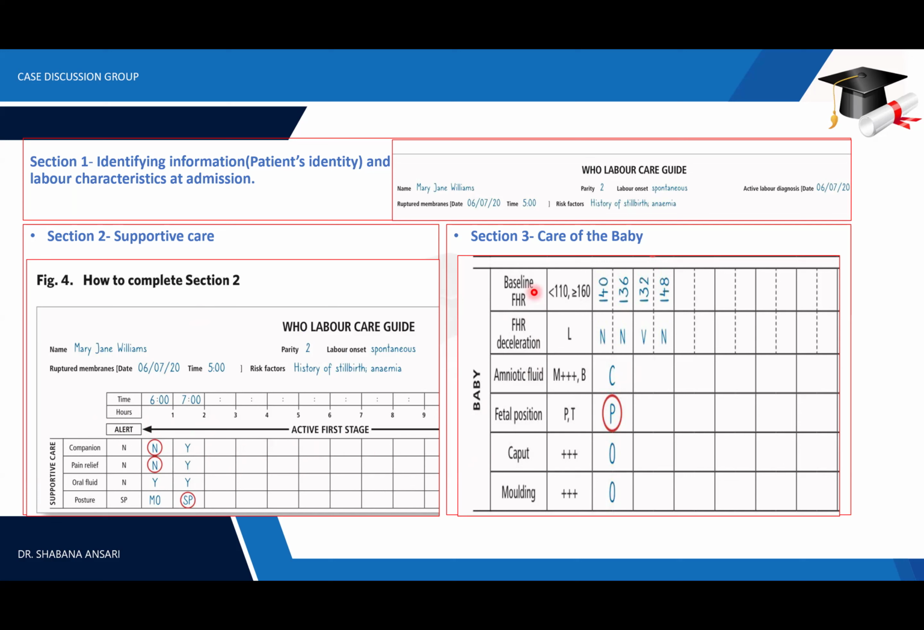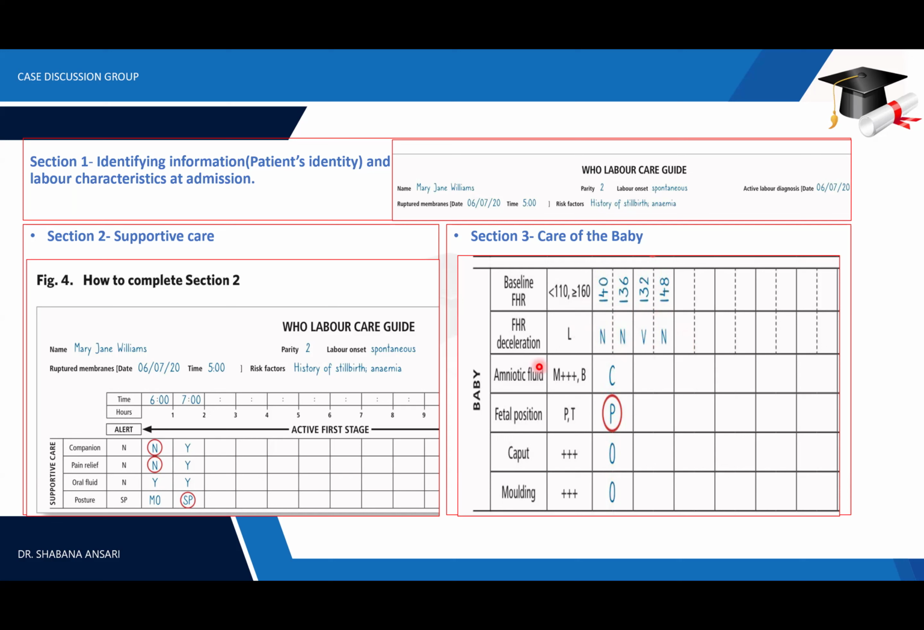Now, baseline fetal heart rate and fetal heart rate deceleration. What do you think? It is 30 minutes. Fetal heart rate, intermittent auscultation, every 30 minutes in first stage of labor. And what about in second stage of labor? Every 15 minutes, usually 5 to 15 minutes.